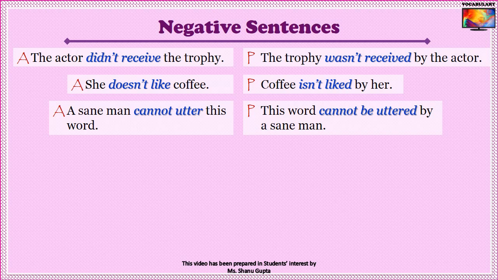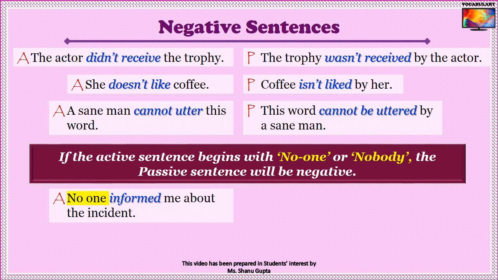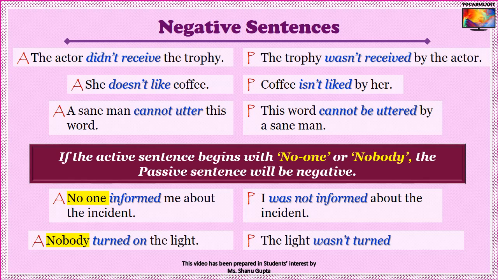Sometimes the verb is not negative but the subject is. If the active sentence begins with no one or nobody, the passive sentence will be negative. For instance, no one informed me about the incident. I was not informed about the incident. Nobody turned on the light. The light wasn't turned on.